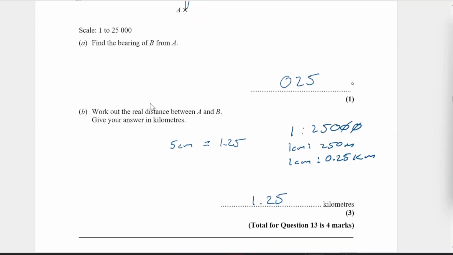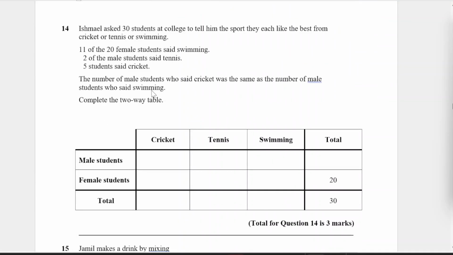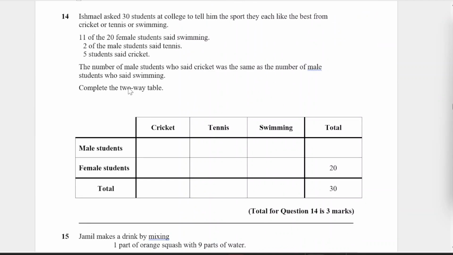Okay, question 14. So we've got a fairly nice two-way table. We're given some information. Information from the table then: we've already got the 30 added here. 11 of the 20 students said swimming, so female students swimming 11, and then we've got that 20 added already. 2 of the male students said tennis, so tennis and male, we've got 2. 5 students said cricket, so we can put 5 in there. That's the processing mark for just entering information from the table.